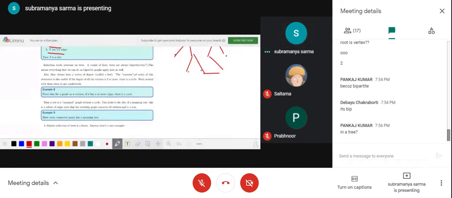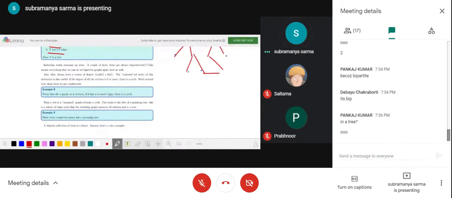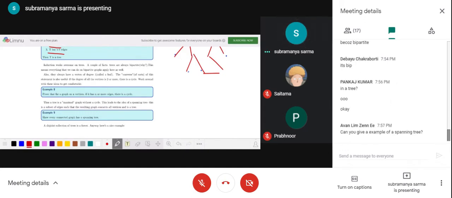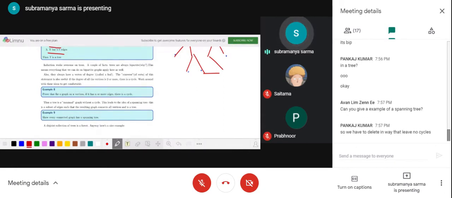A spanning tree is a property of any graph, and it's a subset such that the resultant is a tree. So basically all the vertices will be connected and there will be no cycle. And example 9 asserts that every connected graph will have a spanning tree. Now this is non-trivial and an important fact. Basically what this says is that you can delete a few edges in any connected graph, and the resultant one will be a tree.